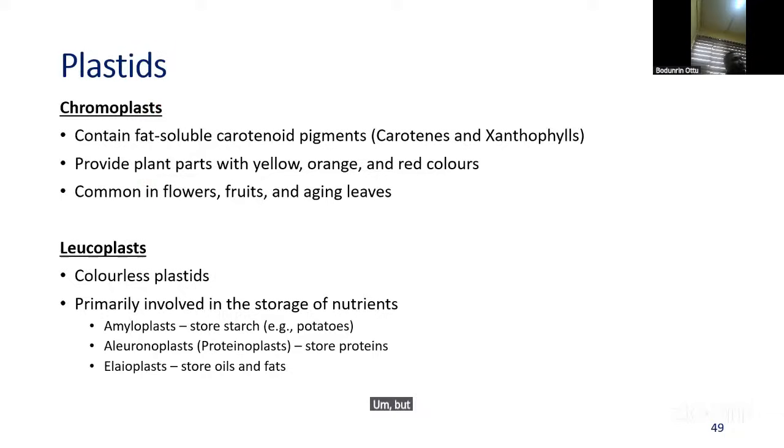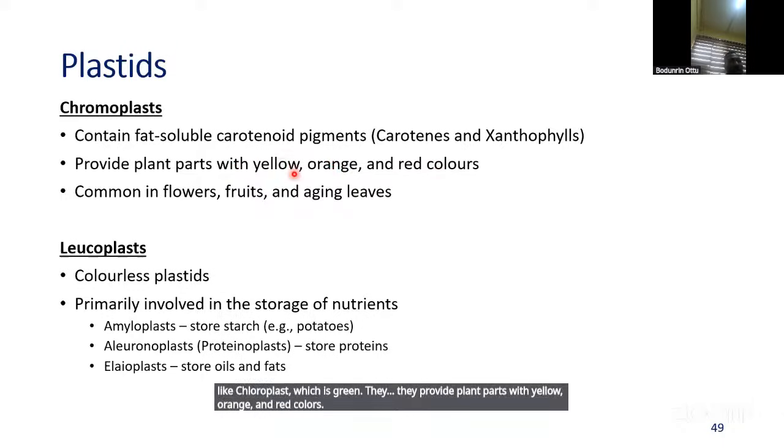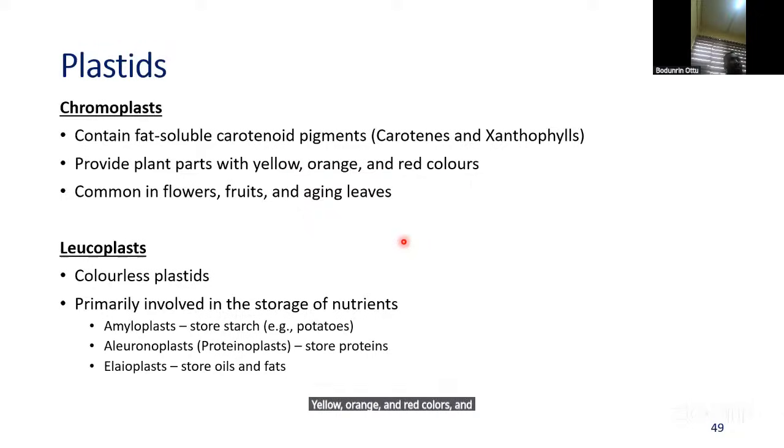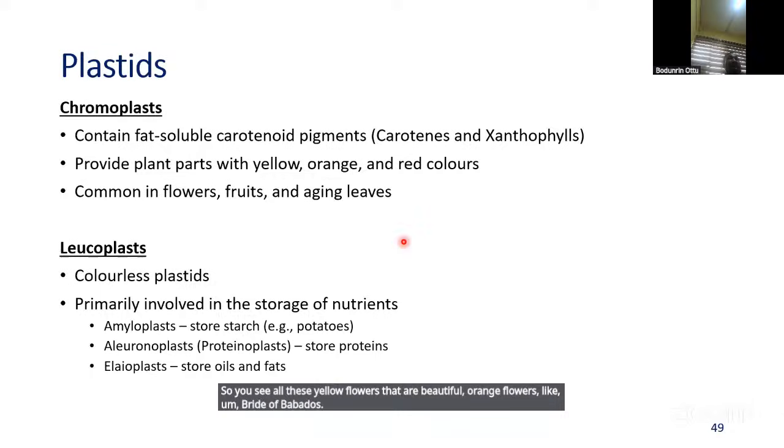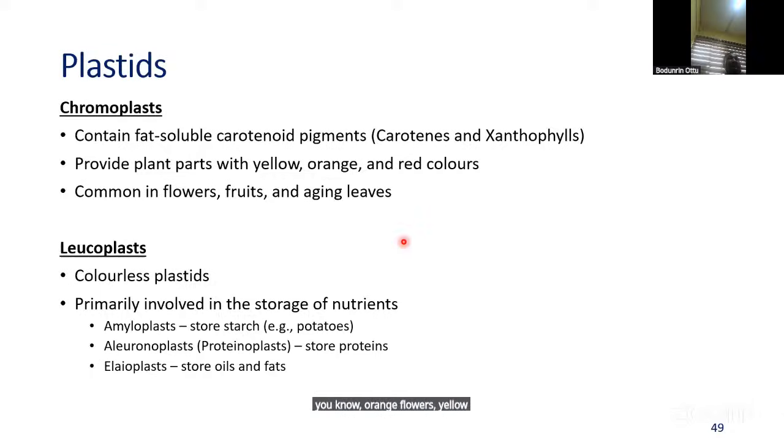But you have chromoplast, and like I said, chromoplast, unlike chloroplast, which is green, provide plant parts with yellow, orange, and red colors, and you find chromoplast more in flowers. So you see all these beautiful yellow flowers, orange flowers like Pride of Barbados, and leaves that are aging. Sometimes when you have plants, I have some plants in my office.